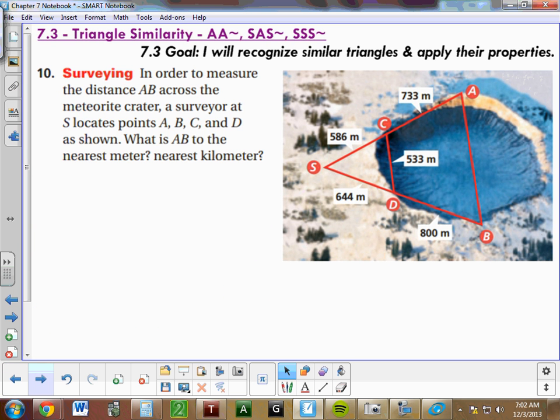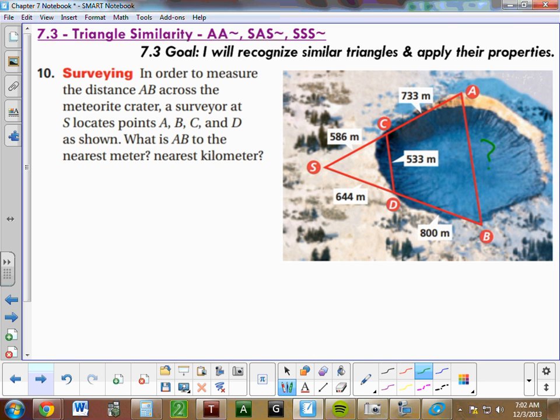This is actually an example I gave on the chapter test the last couple of years. So I'm obviously not going to do it now, but it's an example of something that I think is important that you could apply. So you've got a figure here, and it says in order to measure the distance AB across this crater, the surveyor locates points at A, B, C, and D as shown. This actually is a way that you can calculate distances. It says what's AB to the nearest meter and the nearest kilometer. So I need to find AB, which is this one on the far right. So that's what I need to find.